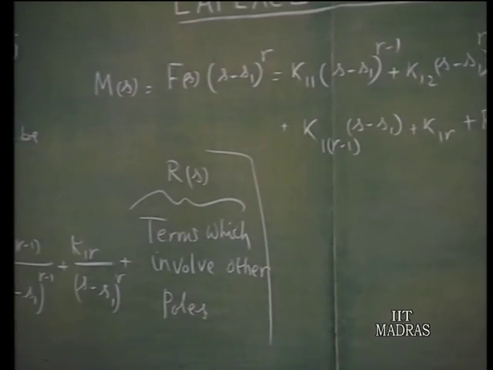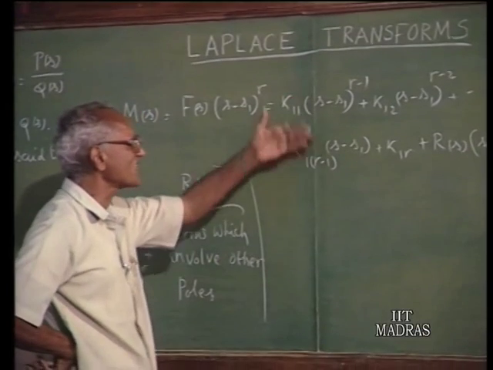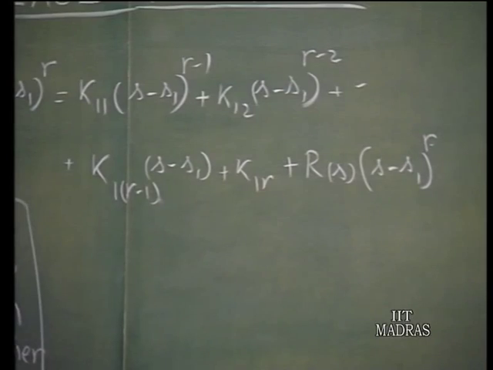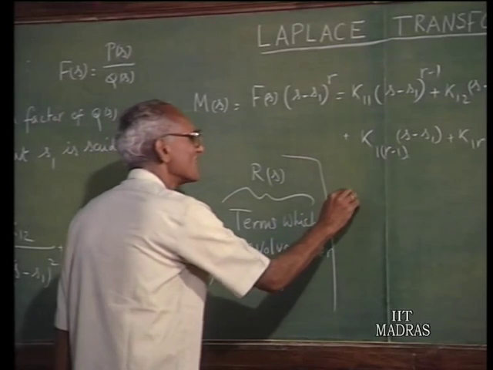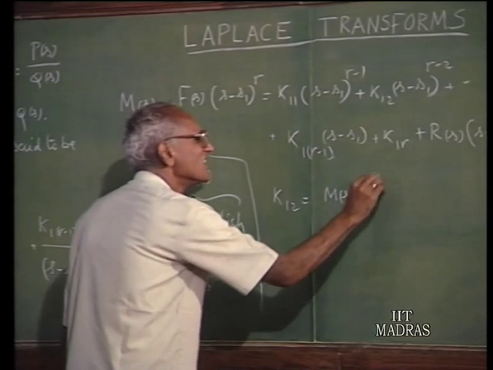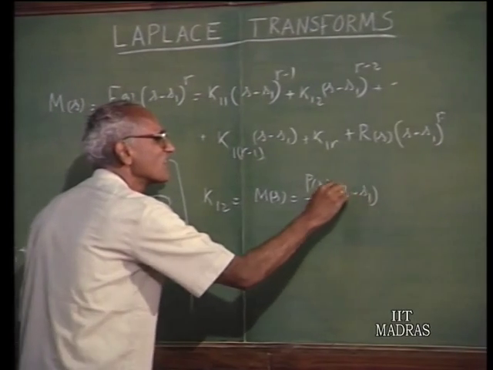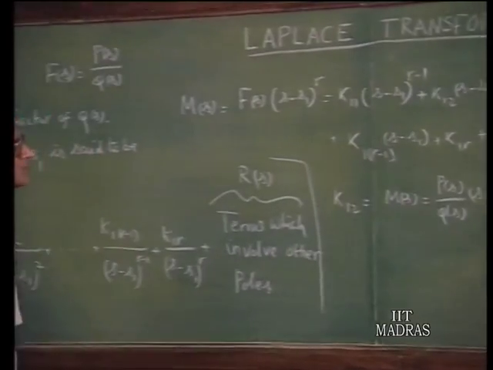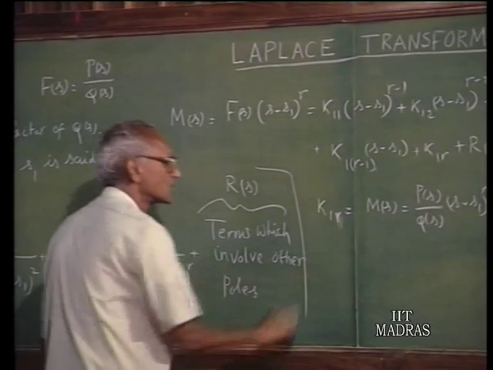Now, it is easy to see that k1r is simply found out by substituting s equals s1 in this expression, because every term vanishes except this when you substitute s equals s1. So, when you substitute s equals s1 in M(s), k1r falls out. So, k1r equals M(s), which is really P(s) over Q(s) multiplied by (s minus s1) raised to the power of r, with the substitution s is equal to s1. That is quite straightforward. That is k1r.